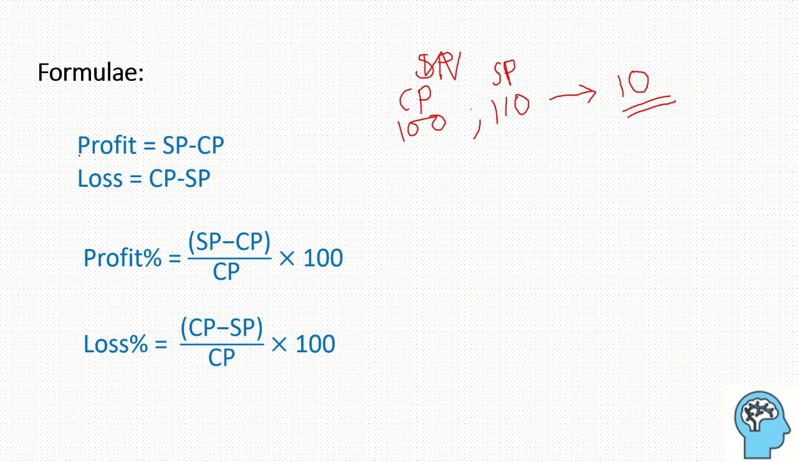So the formula for profit. When are you going to get profit? When selling price is greater than cost price, you are going to get profit. And the formula for profit is selling price minus cost price.